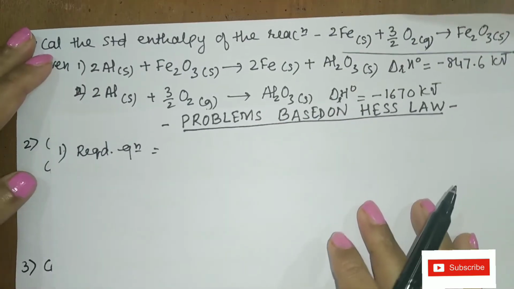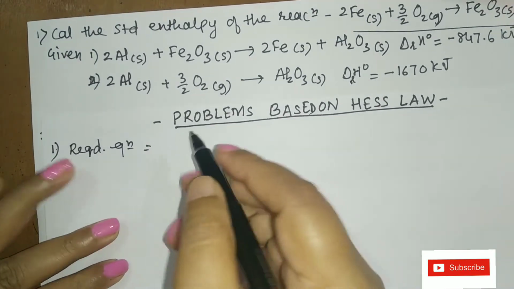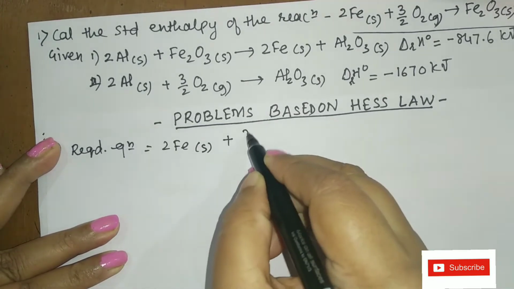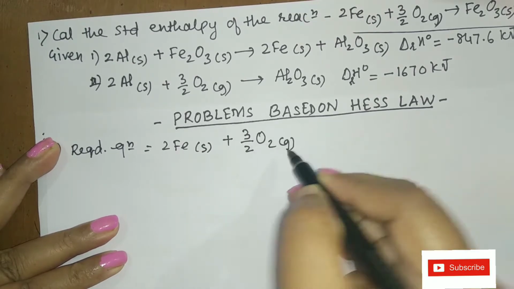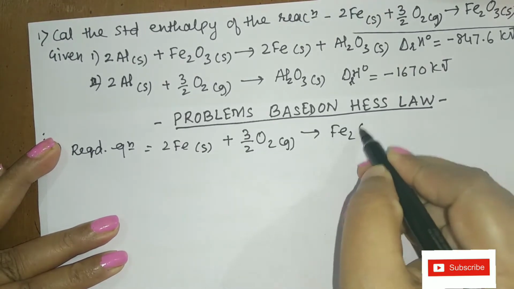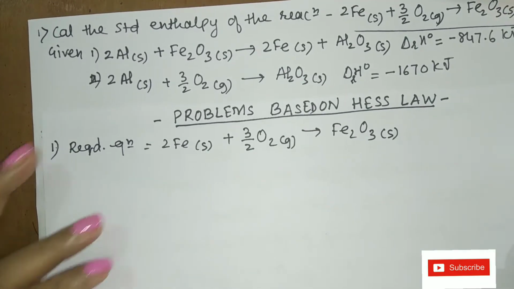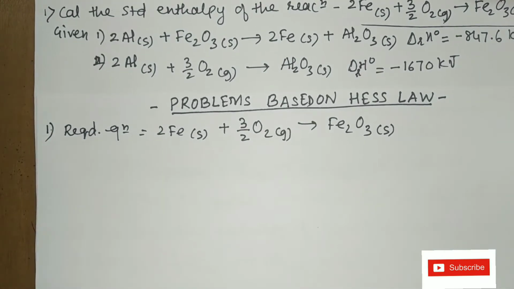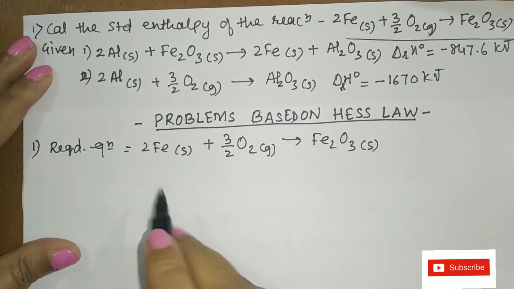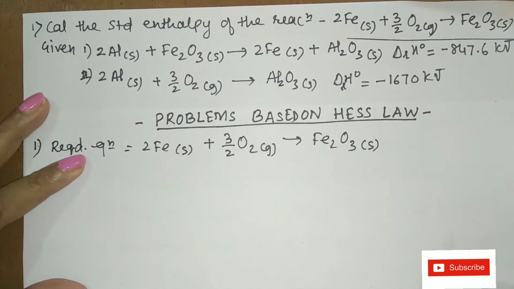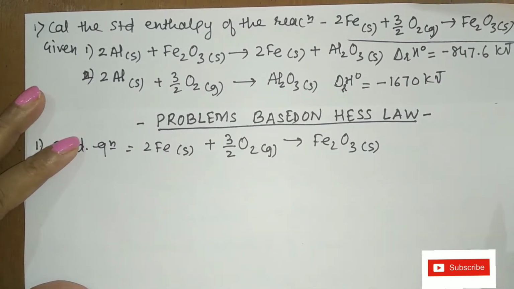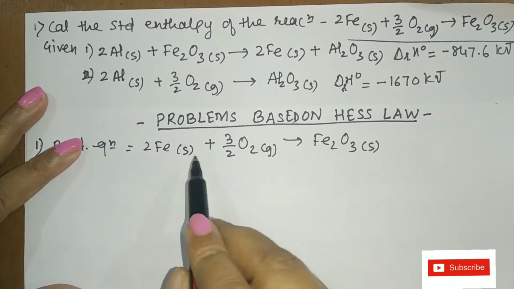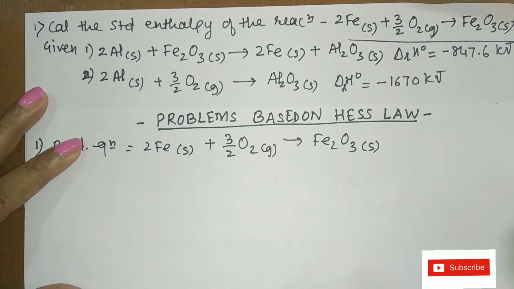So problem first, required equation. Here the required equation is 2Fe solid plus 3/2 O2 gas gives Fe2O3 solid. So this is the required equation. Students, you can solve this simultaneously, to understand the way to calculate the problems easily. Now here, if I see the equation, the immediate next thing is you have to check whether the reaction is balanced, because everything we'll be calculating is based on the number of moles. Now if you see, the equation is balanced perfectly.